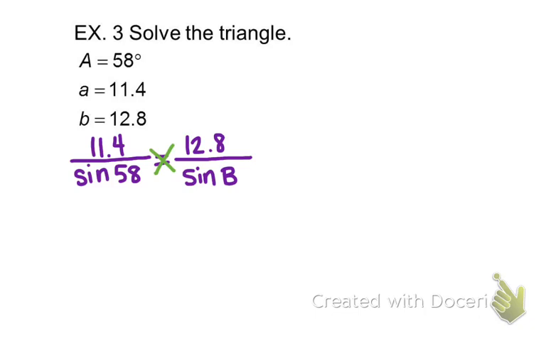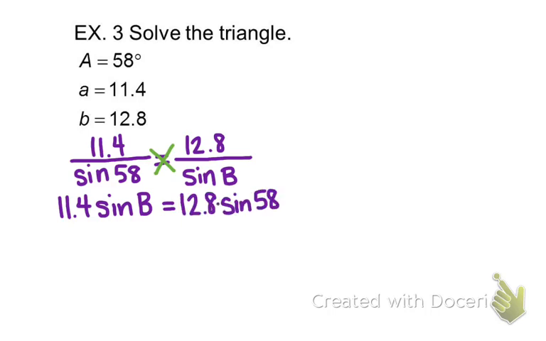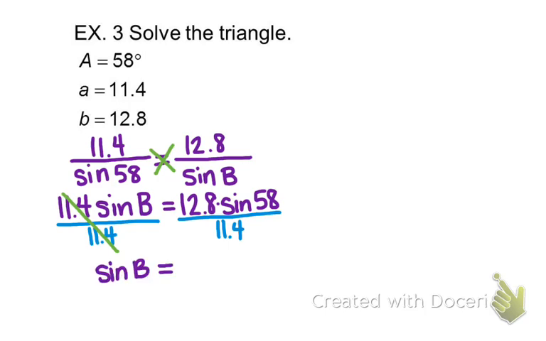We're going to cross multiply. So this will give me 11.4 times the sine of B equals 12.8 times the sine of 58. Now our goal is to get B by itself. So we use what we learned in chapter 5 on solving for angles. We're going to have to divide by 11.4 first, and those will cancel on the left. And then I have the sine of B is equal to 12.8 times sine 58 over 11.4.